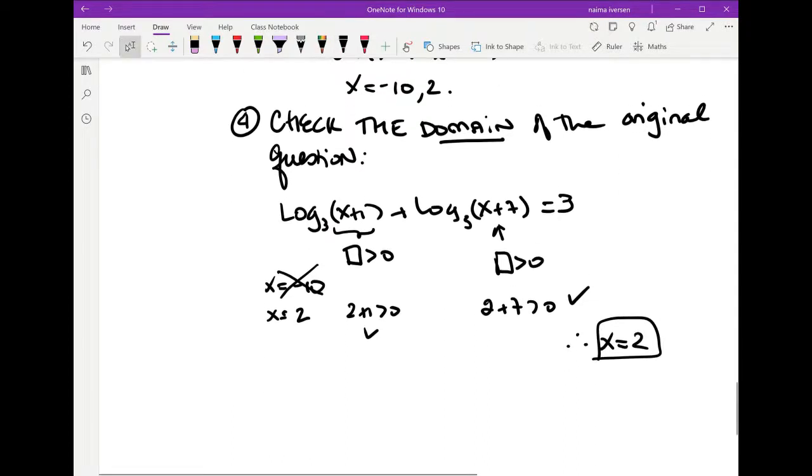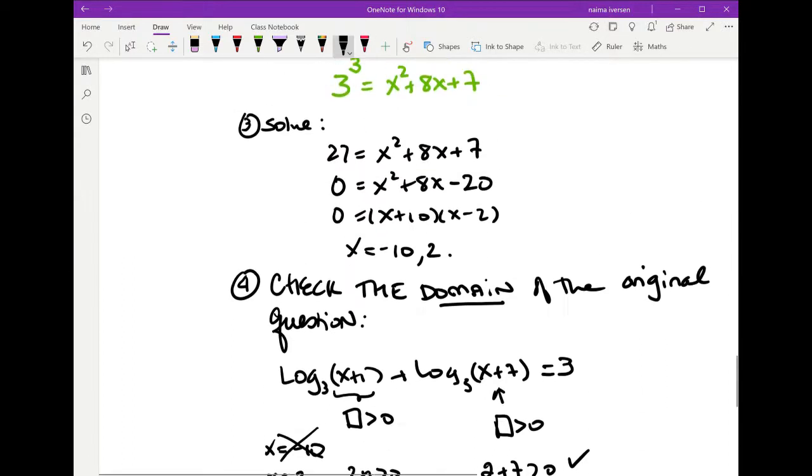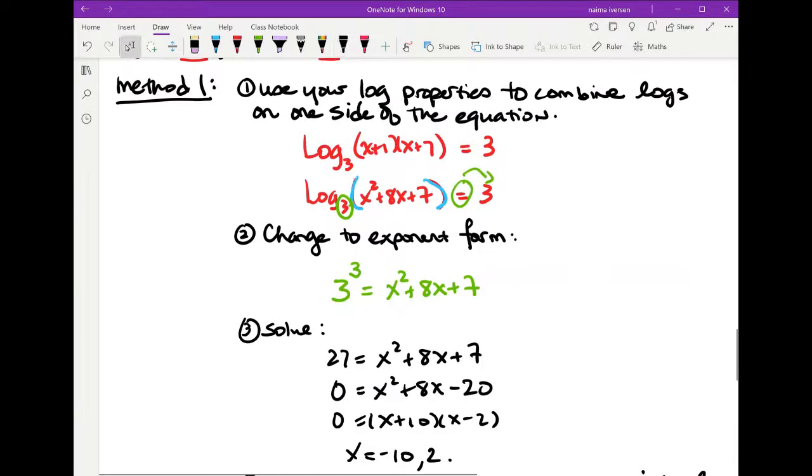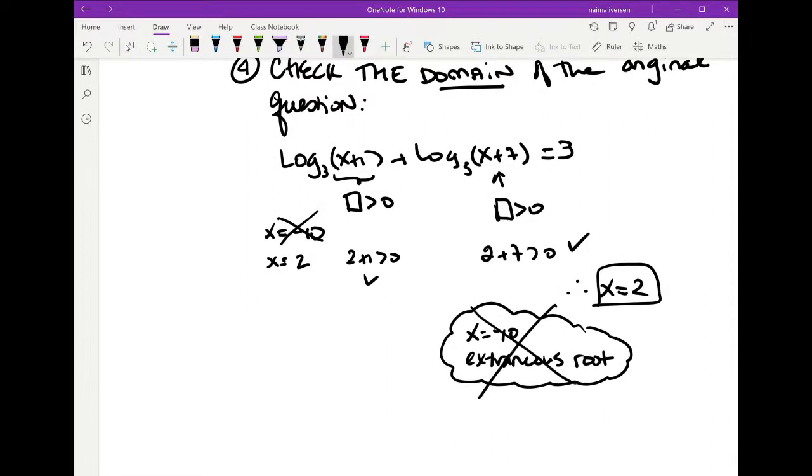And if you remember, x equals negative 10 was called an extraneous root. We sometimes get extraneous roots when we do something to the equation to make it easier to solve. And what we did to the equation to make it easier to solve was we combined our logarithms and changed to exponential form. So we did a bunch of stuff there. So we don't take that solution. So you always have to go back and check the domain for that one.